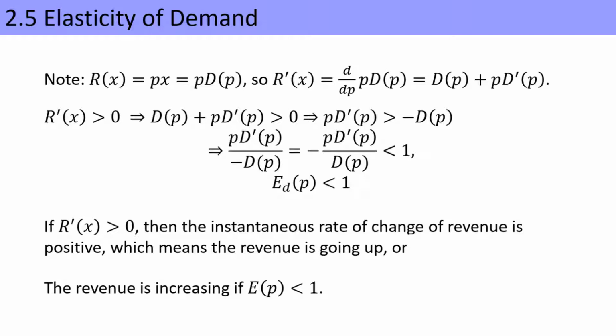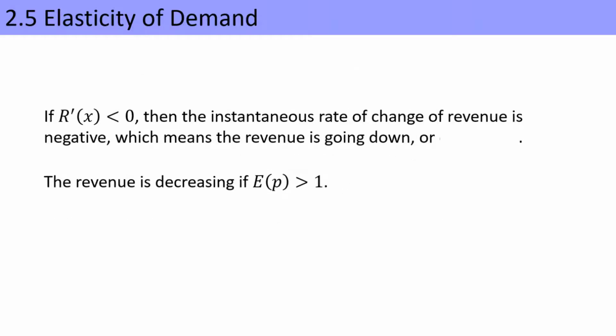Let's observe that negative P times D prime of P divided by D of P is the elasticity of demand with respect to P, and that is less than 1. Thus, if the derivative of the revenue is greater than 0, then the instantaneous rate of change of revenue is positive, which means that the revenue is going up or increasing. Tying that in with elasticity of demand, we say that the revenue is increasing if the elasticity of demand with respect to P is less than 1.